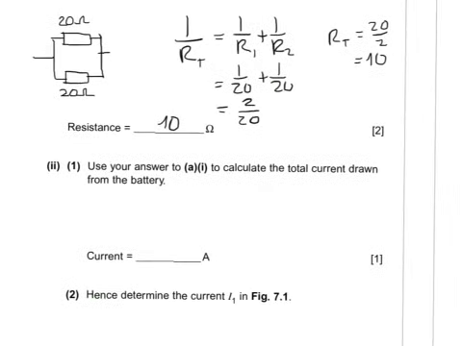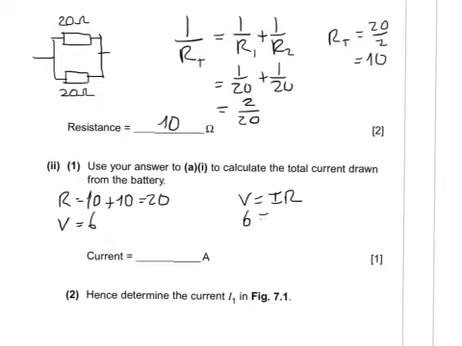So our total resistance then this time is 10 plus the 10, so that's 20, and our voltage is 6. So we're going to use the equation V equals IR, put the 6 in, put the R in as 20, and our I is then going to be 6 over 20, which equals 0.3.